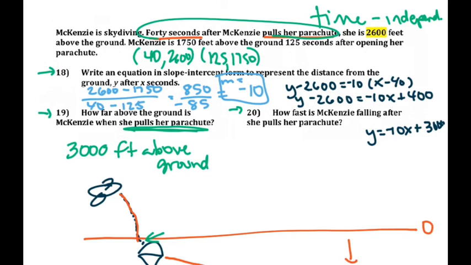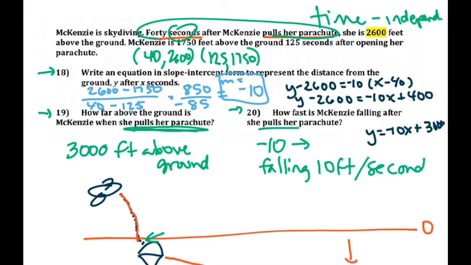How fast is she falling after she pulls her parachute? So again, we're talking about after she pulls her parachute. Which of those numbers tells us how fast she's falling? If you say negative 10, that's okay, but you haven't described what's happening. Negative 10 means that she's falling 10 feet, 10 feet what? So look at what your problem is talking about. It's talking about seconds. So 10 feet per second. That's what that means.